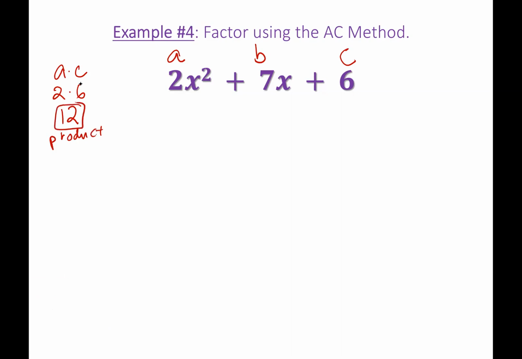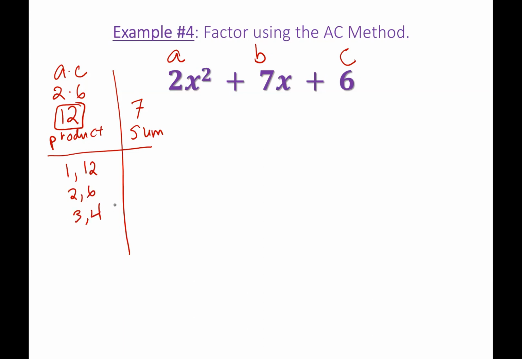So I want numbers whose product is 12. I want factors of 12, in other words. And I want them to add up, or to have a sum, of this middle term 7. Okay, so I can make a list of factors of 12: 1 times 12, 2 times 6, 3 times 4. The ones that have a sum of 7 are these last two.